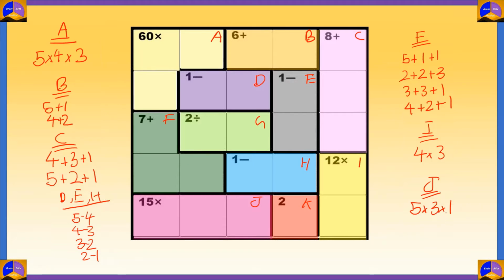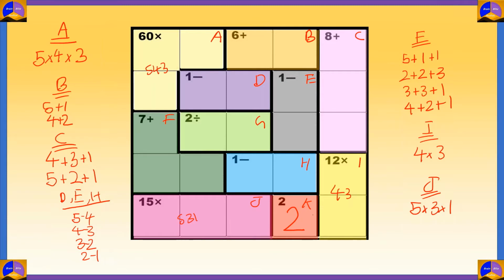Now let's write down the cages with only one option. So in cage A, 5 times 4 times 3. Then cage I, 4 and 3. Cage J, 5, 3 and 1. Now let's look at cage K. This cage is a special cage known as a freebie cage. In this cage, there is no operation given, only a number. We have to just write down the number given, which in this case is 2.